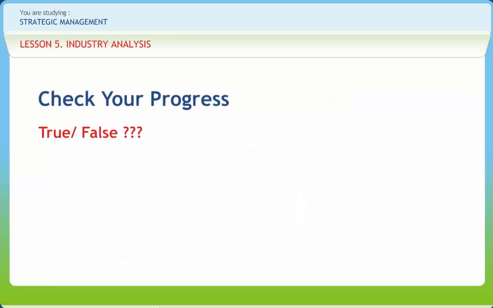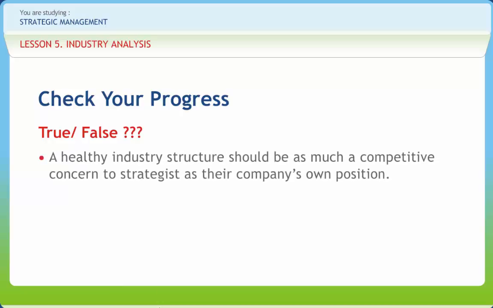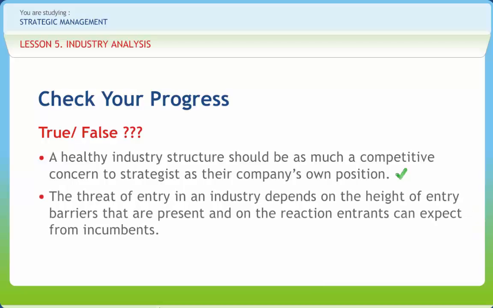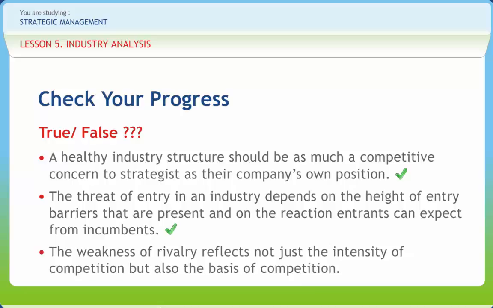Now let us check if we have understood the various concepts discussed in this lesson clearly. A healthy industry structure should be as much a competitive concern to strategists as their company's own position. Right or wrong? Right. The threat of entry in an industry depends on the height of entry barriers that are present and on the reaction entrants can expect from incumbents. Right or wrong? Right. The weakness of rivalry reflects not just the intensity of competition but also the basis of competition. Right or wrong? Wrong.